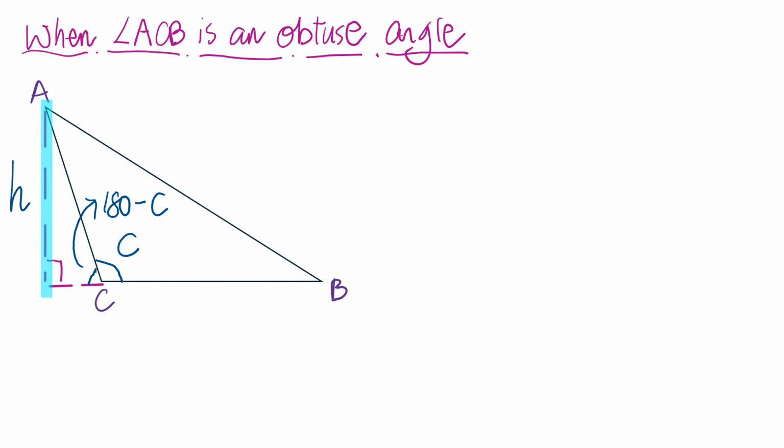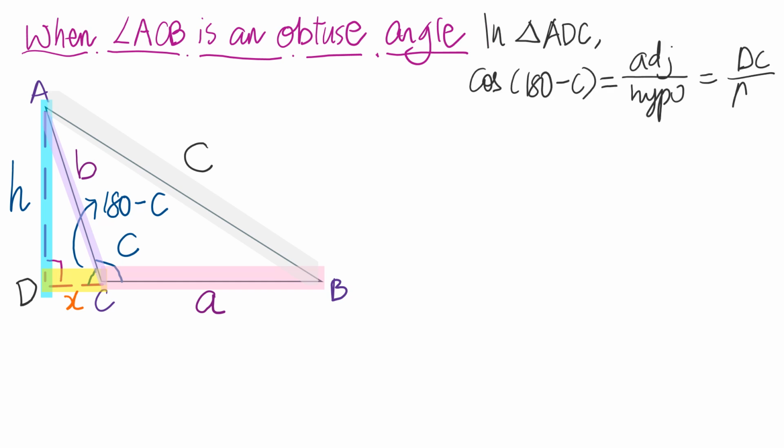Okay, and we're going to let the blue colored line be h, the perpendicular height, the yellow one be x. And as usual, we're just going to label all these sides. Okay, right. So for the right angle triangle, of course, we're going to use Pythagoras theorem and trigo ratio. So let's see how we do it. Okay, we're going to call that point D, so it's easier to reference later on. So in the triangle ADC, the small right angle triangle, cosine bracket 180 minus C will be adjacent over hypo, which is DC over AC, which is x over b.